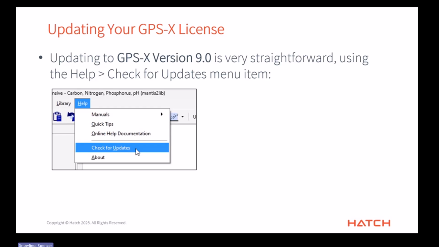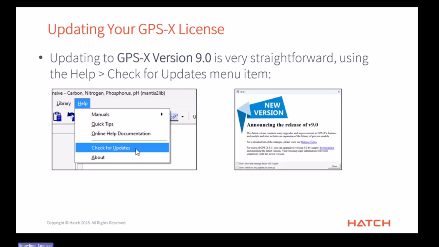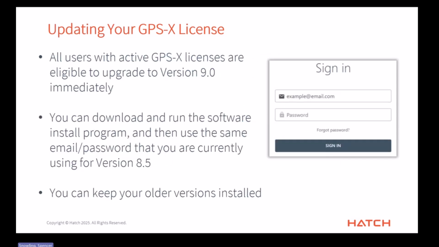You may find that this is actually automatically happening for you, that we did set these, depending on what your preferences are, such that it may check every time you open GPSX. So you may have already seen this message. It pops up a little window saying, hey, we have a new version of GPSX, and there's details about where to go and the links to download the software. So once you've done that, you install the software, and then everything else is just exactly like you've been doing so far. So the same email address and password that you are currently using for accessing version 8.5 will also now work for version 9 as well.